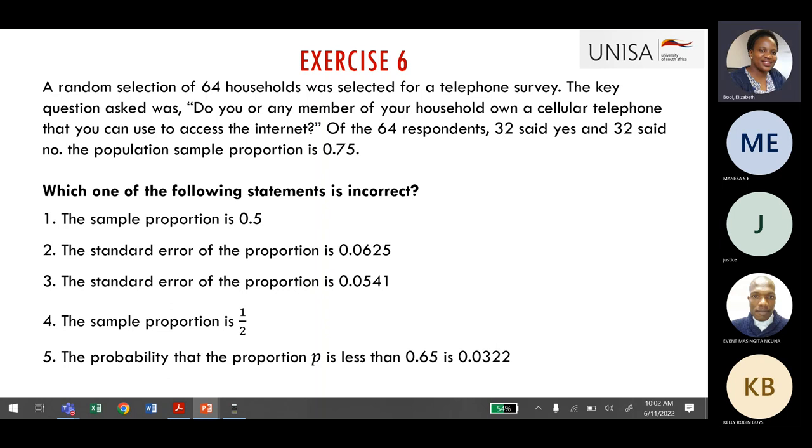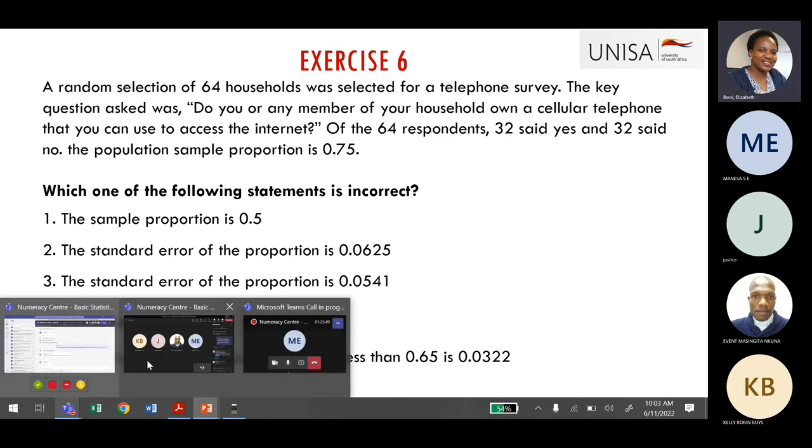Thank you. Next exercise. A random selection of 64 households was selected for a survey. The key question was asked: do you or any member of your household own a cell phone that you can use to access the internet? Of the 64 respondents, 32 said yes and 32 said no. The population proportion was known as 0.75. Which one of the following statements is incorrect?